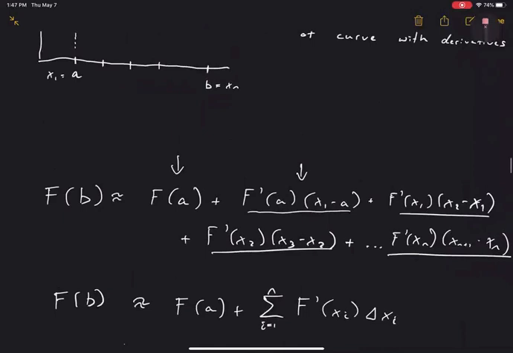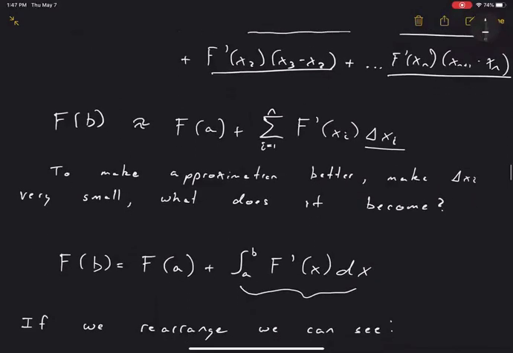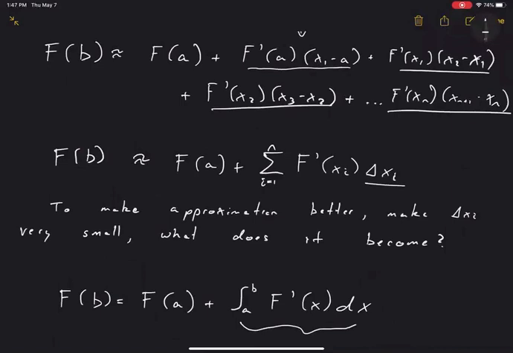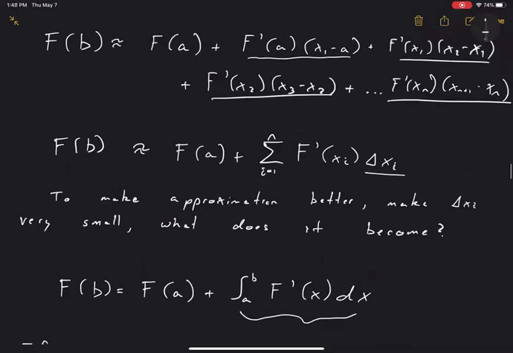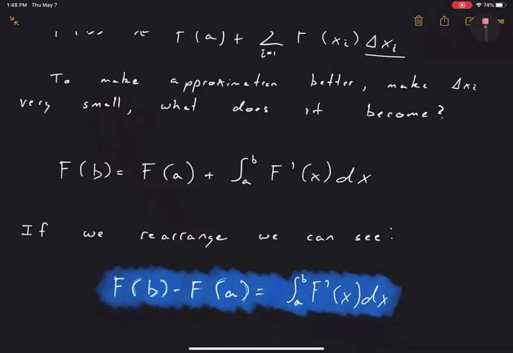So as I add more and more points xi, and the distance between the xi's goes to 0, meaning this delta xi goes to 0, what does that become? It should become the integral. So I should have f(b) is equal exactly to f(a) plus the integral from a to b of f prime of x dx. Okay, and just rearranging, I'll get f(b) minus f(a) is going to be equal to the integral from a to b of f prime of x dx.